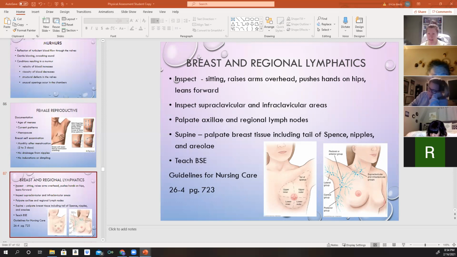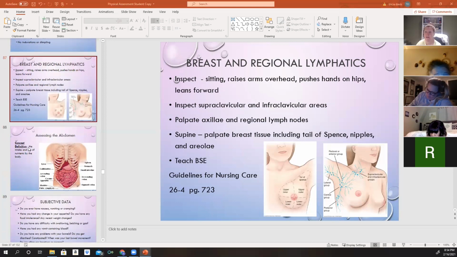If you are going to do a breast exam on the patient, it's best to have them in a supine position. You can have their arms up over their head, palpate the breast tissue, including that little, what they call the tail of Spence, because even though it is higher up on the chest, it is considered part of the breast tissue. Make sure you're examining the nipples very well, the areola, and then teach those women to do those self-breast exams. They are extremely important.